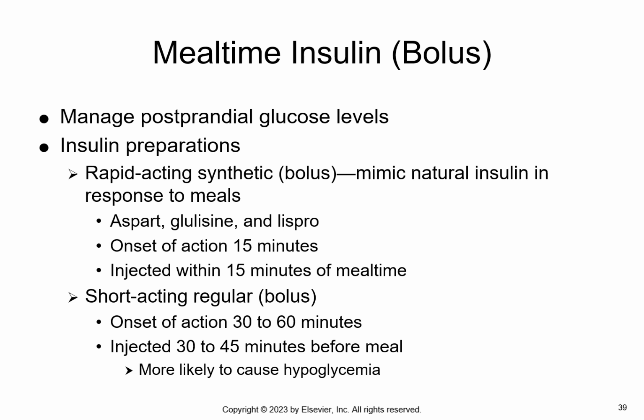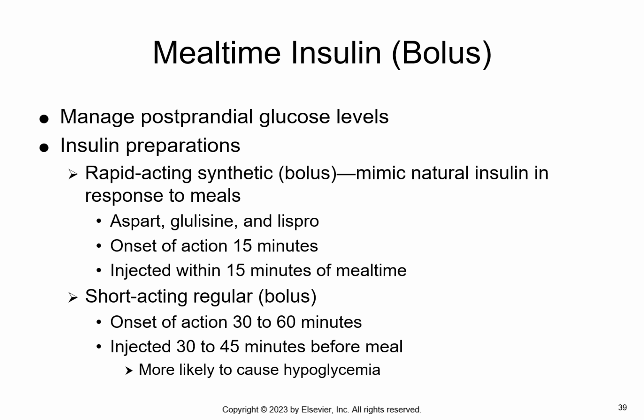To manage postprandial glucose levels, the timing of rapid and short-acting insulin in relation to meals is crucial. Rapid-acting synthetic insulin analogs, which include aspart, as Novolog and Fiasp, glulisine, Apidra, and lispro, Humalog, have an onset of action of about 15 minutes. They should be injected within 15 minutes of eating. The rapid-acting analogs most closely mimic natural insulin secretion in response to a meal.